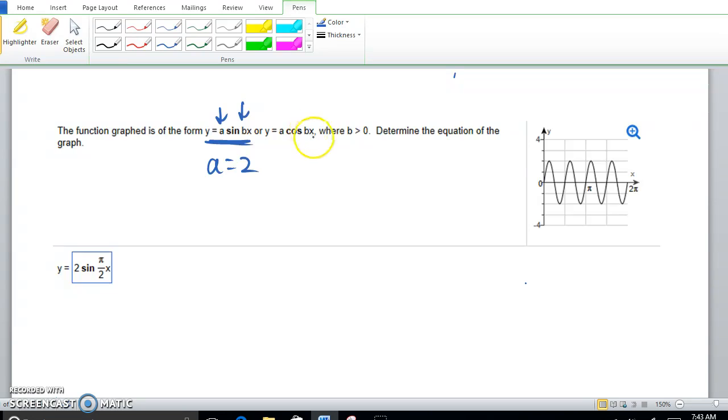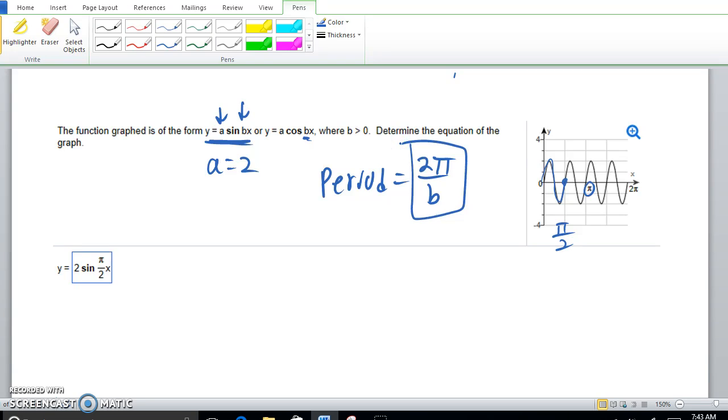Now the formula right here for B, if you want to know the period, okay, so the period is how long it takes for a cycle to occur. And so that's 2 pi divided by B. And so if you look right here, how long does it take to run a full cycle? It would be right there, which would be halfway to pi. There's pi right there. So this is halfway to pi. So that's what the period is. So here's the formula to find your period if you're given the equation.